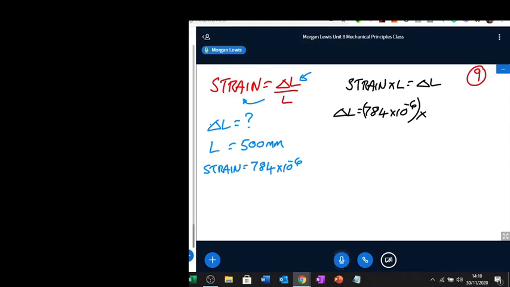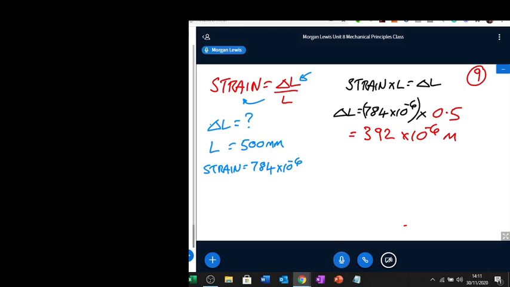So what's 500 millimeters in meters? It is 0.5 of a meter. So times that 784, whatever you've got in your calculator. I'll just round that up. 784, that's the strain, times by 0.5. Or divide it by 2, whatever you want to do. So the answer is 392 times 10 to the minus 6. Very small, look. Meters.